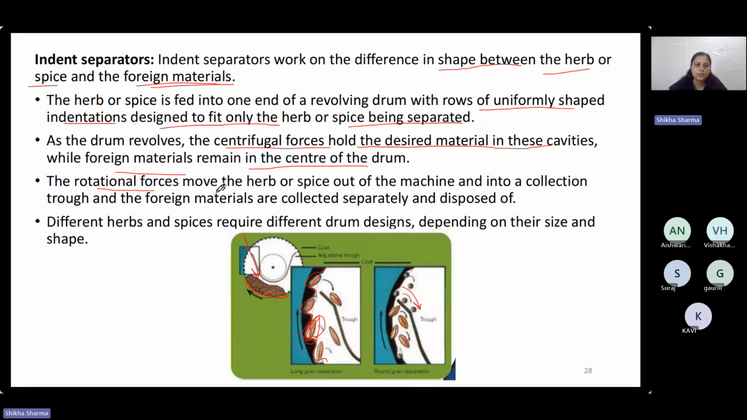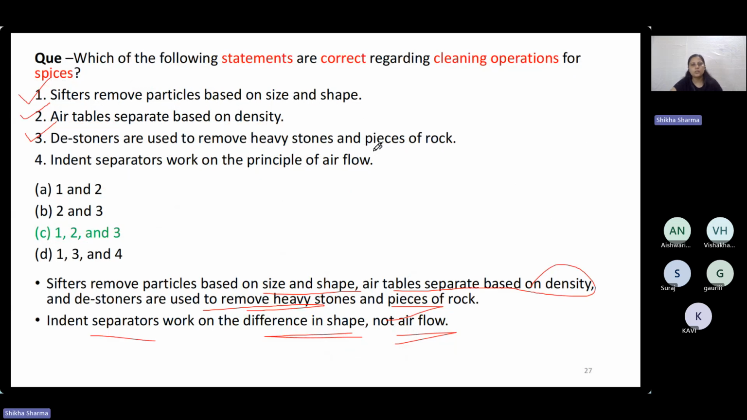The rotational forces will move the herbs and the spices out of the machine, and they will be collected separately and disposed of. So these indents, we need to design differently for different spices and herbs, because every spice and herb is of different shapes and sizes. So we need to design it separately for each spice and herb. So this is incorrect.